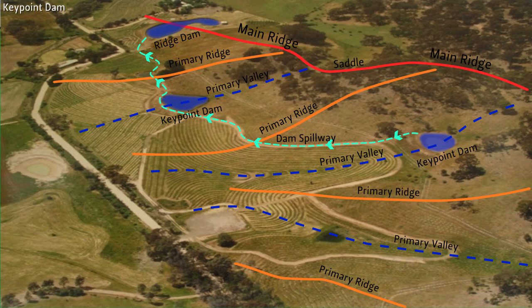Lower than the key point, we find a valley dam. Below the reservoirs is a forestry planting and a vineyard.